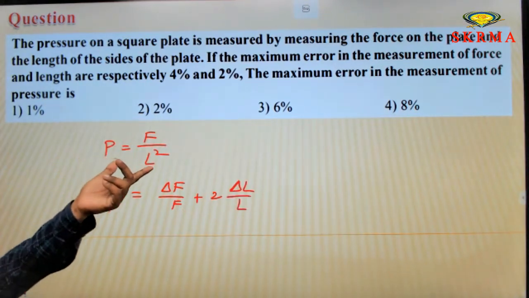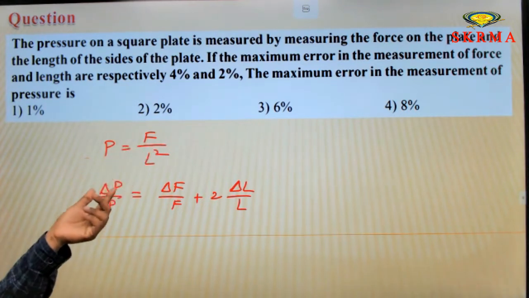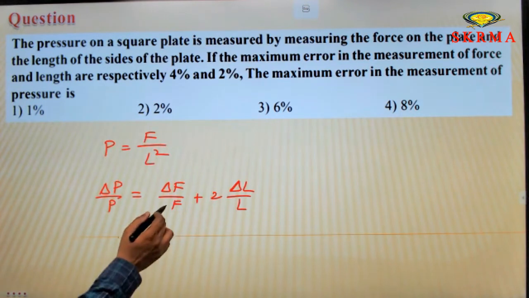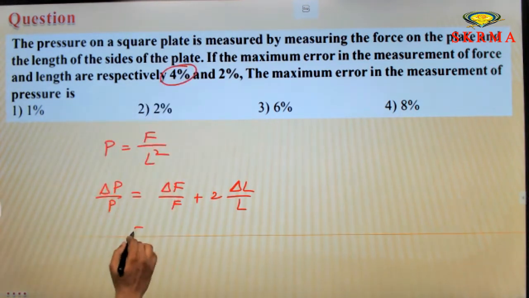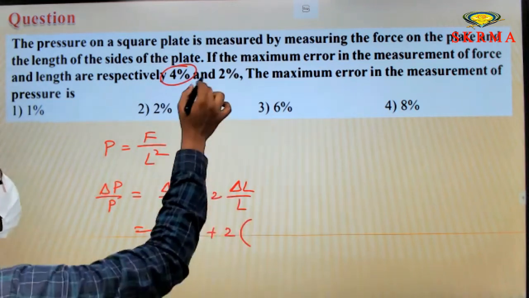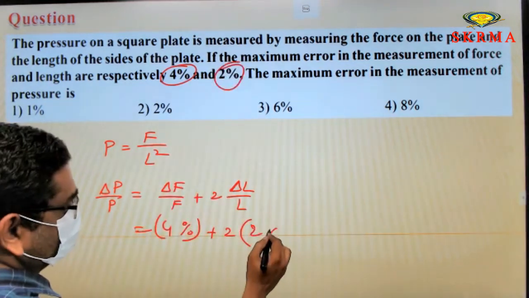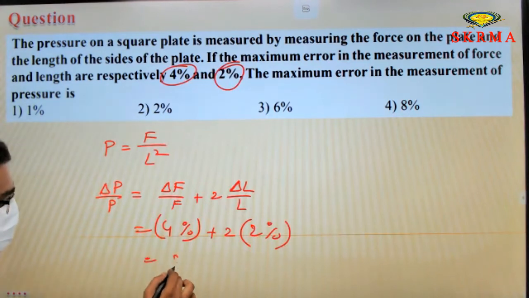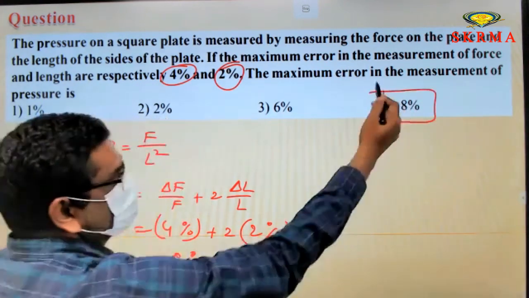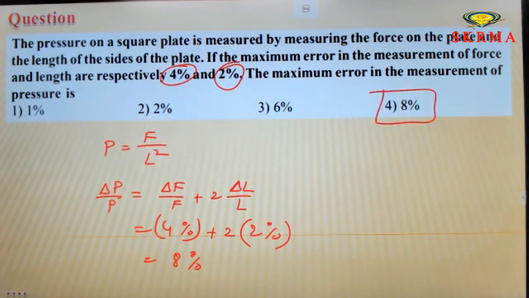So for this one, if you apply the percentage changes rule, delta P by P equal to delta F by F plus 2 into delta L by L. What is the value of percentage change in force? 4%. 2 into percentage change in length, 2%. So this is equal to 8%. This is the final answer.